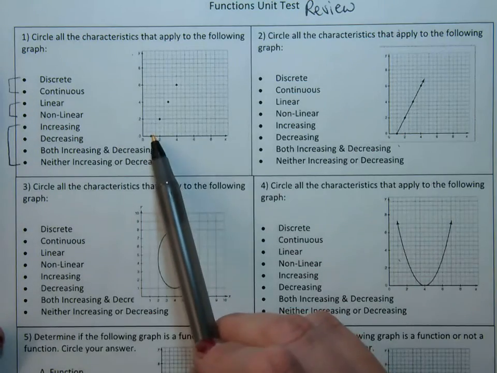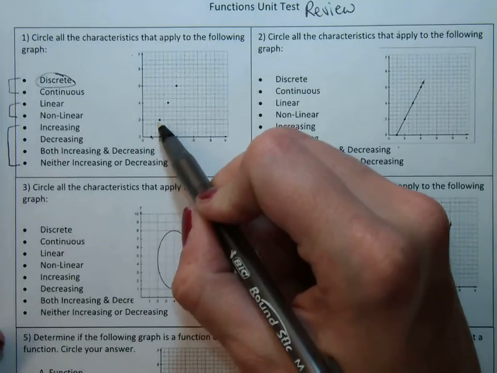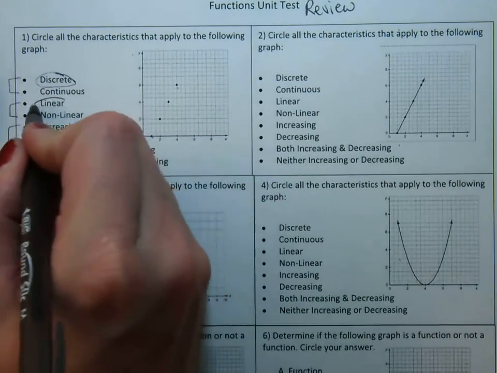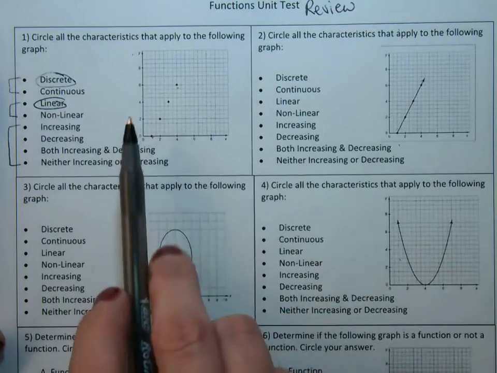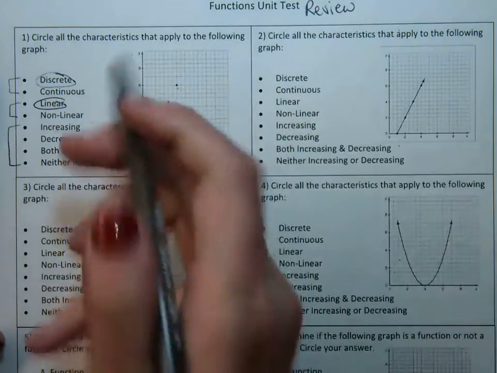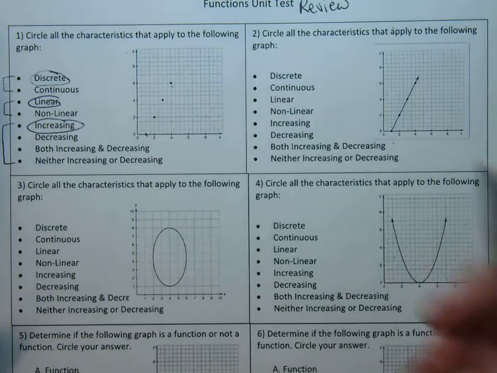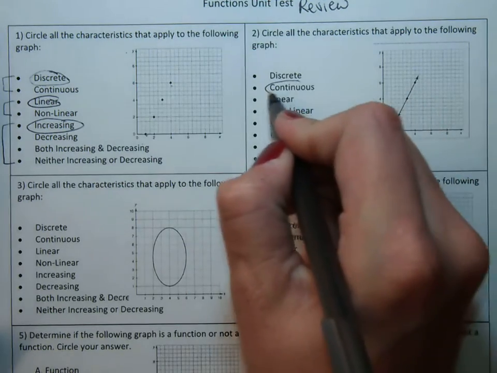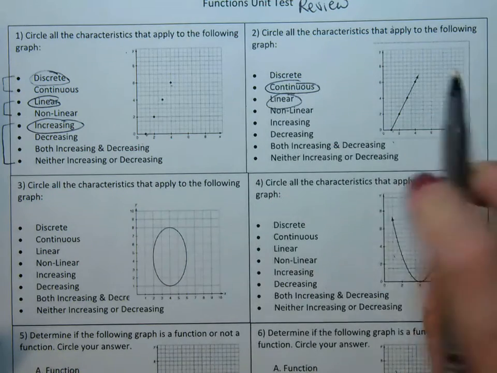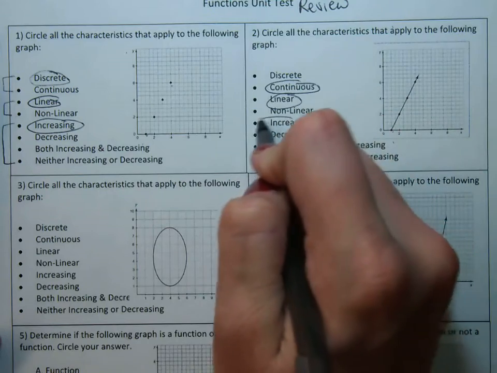So looking at the first question, my graph does not have a line, so it's going to be discrete. These points are lined up in a straight line, and even though there's not a line connecting them, it's still linear. And as I take my pen to go from left to right, my dots are going up, so this will be increasing. On number 2, we do have a line, so it's going to be continuous. There is a straight line, so it's going to be linear. And as I take my pen from left to right, the graph is going up, so it will be increasing.